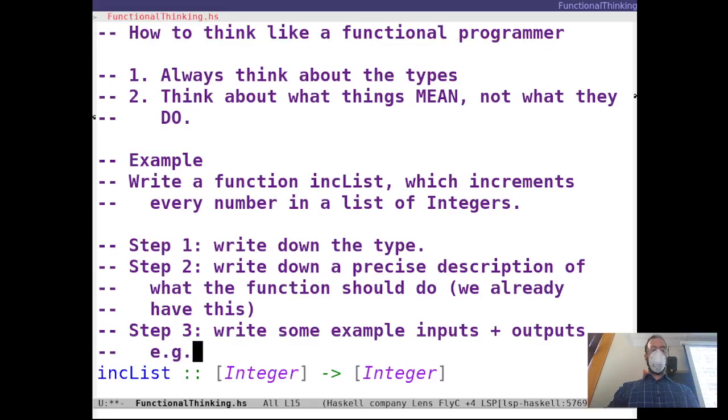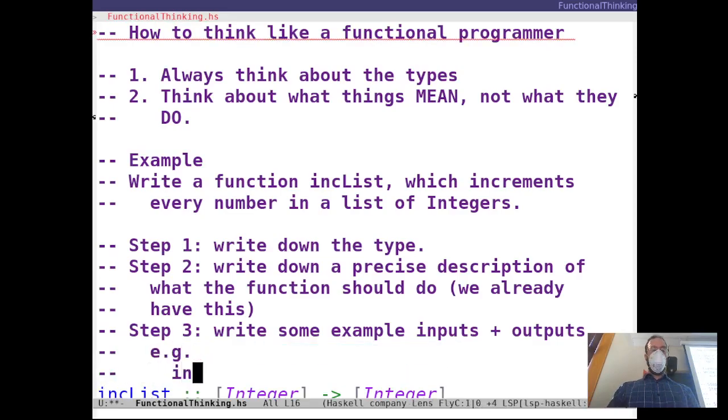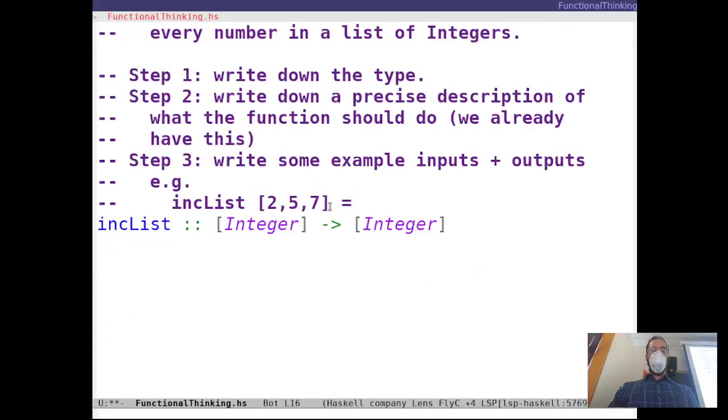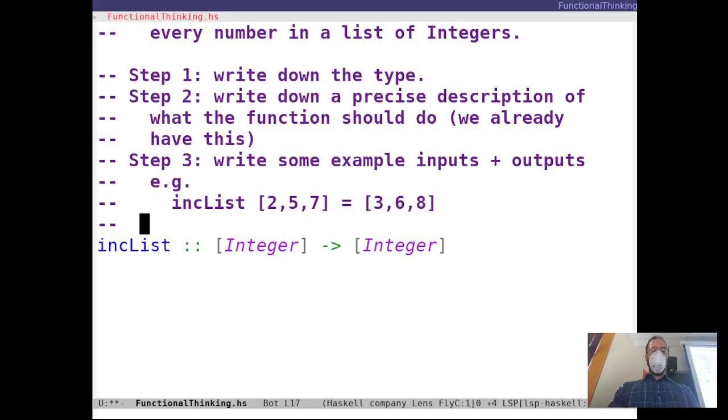So we could say, in our case, we would say inc list, I don't know, 257. What should that be? 368. Yeah. And we should always think about, and this is also a good time to think about, weird edge cases and stuff. Like, what about the empty list? What do you think it should do if you give it an empty list? That's a list, right?